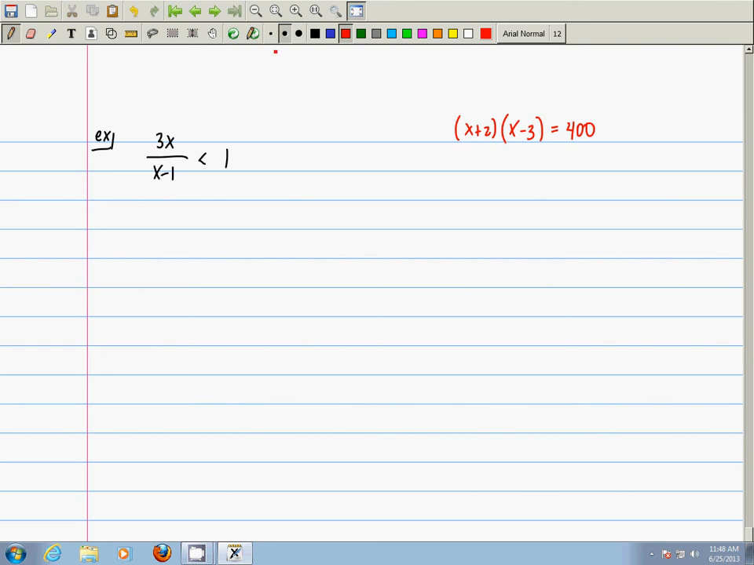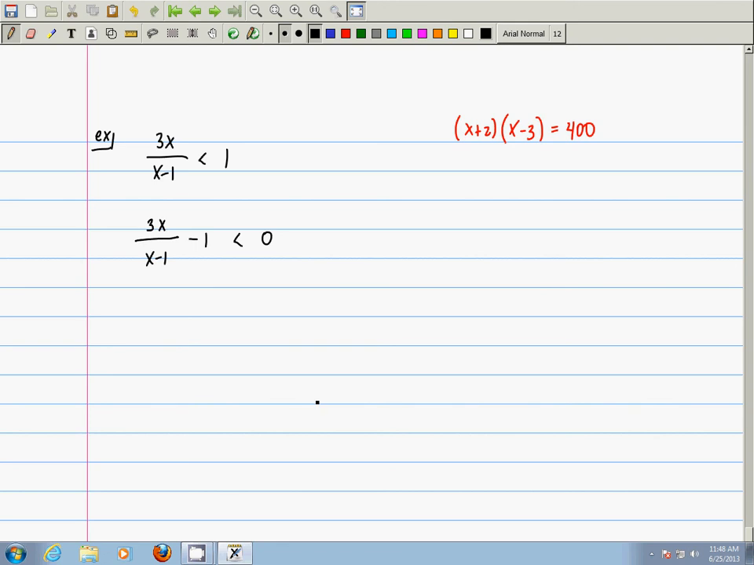So if you wanted to proceed on this one, you would have to say, well, this is 3x over x minus 1 minus 1 is less than 0. Now what? Okay, you could set it equal to 0, but I would recommend doing something else.